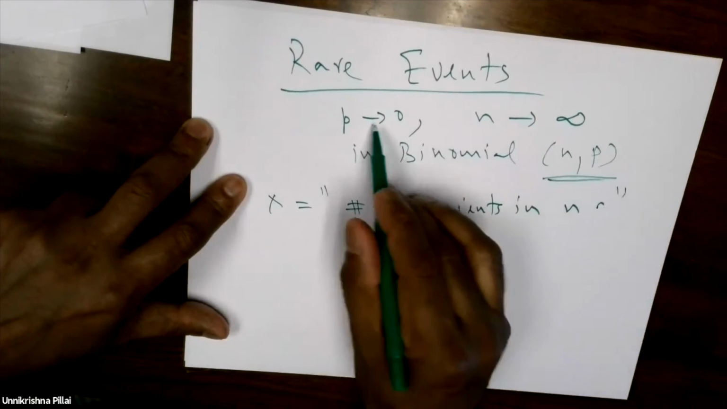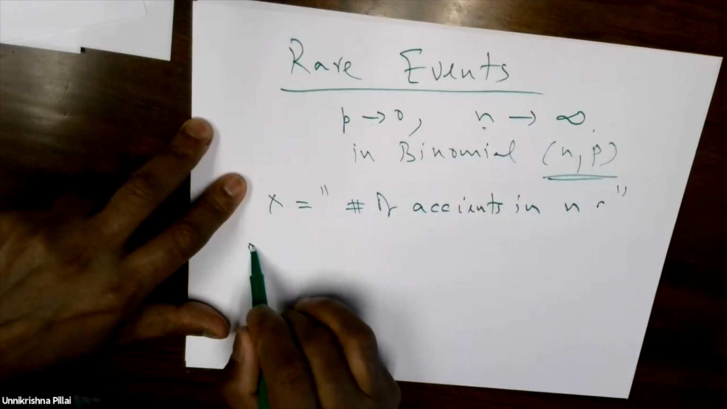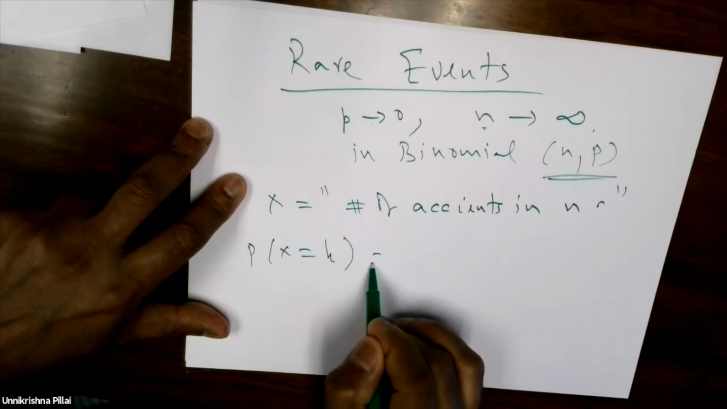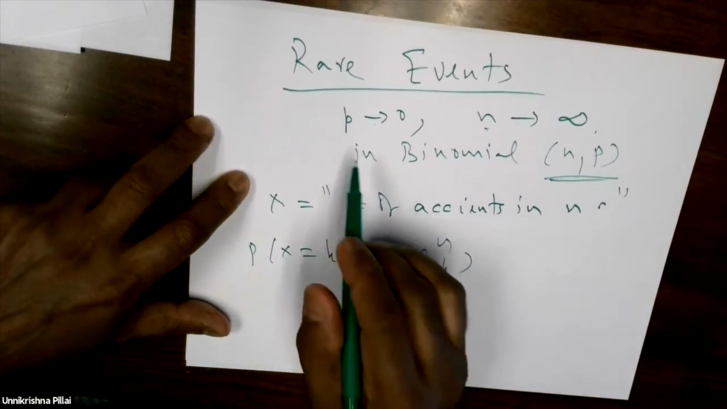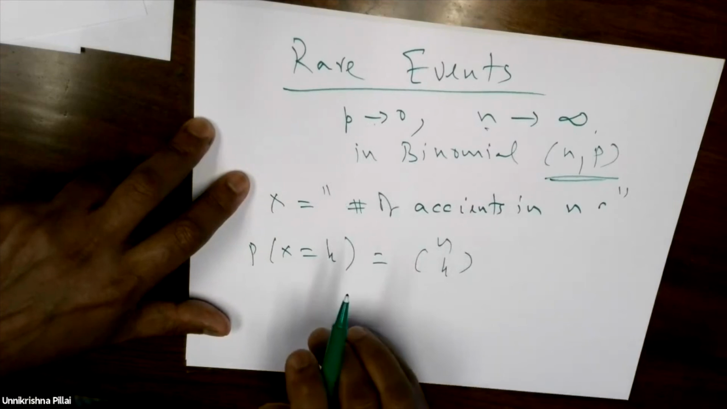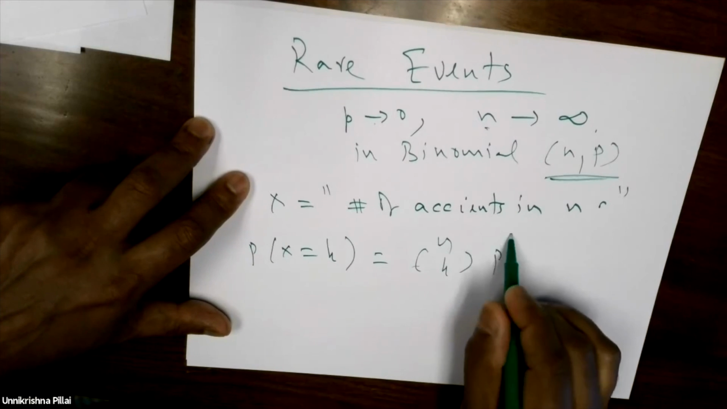So the probability of each accident is very small, but n is very large. If you ask what is the probability of k, you can model it as binomial, because an accident is like a head. So it's the probability of getting k heads in n tosses. So you can make this model.